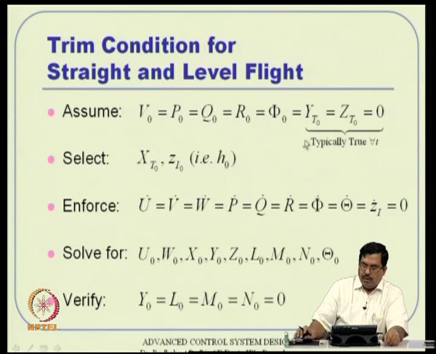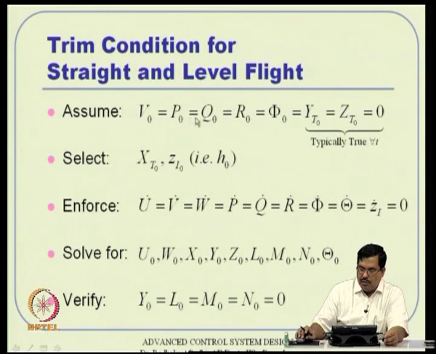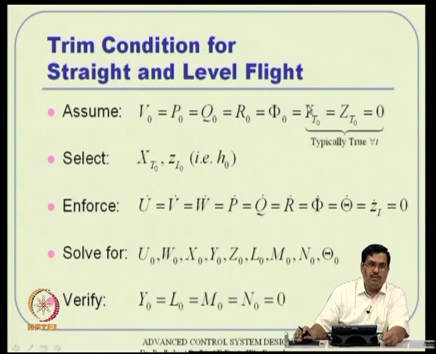Alright, so what we assume here is straight and level flight, so V0 and P0, Q0, R0, which are rotational rates, are zero. V0 is the velocity component along body Y. So, these quantities are all 0, and there are force quantities in the Y and Z directions coming out of thrust. Typically these are true for all time. Thrust does not contribute any component along body Y and Z, largely, especially in commercial flights.